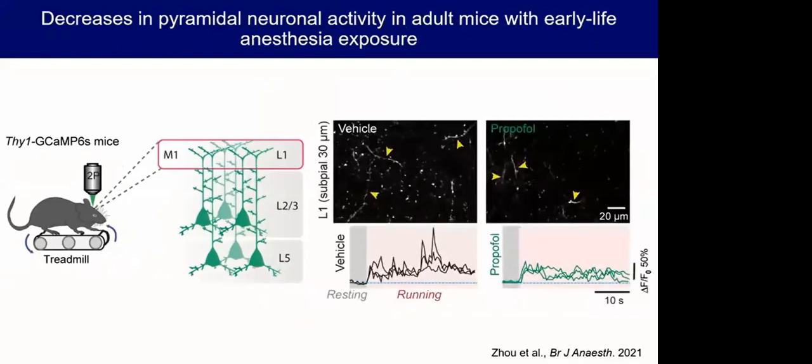Comparing mice with and without neonatal anesthesia exposure, we found the treadmill running induced pyramidal activity is much lower in anesthesia exposed mice. So this is also consistent with the reduction of motor learning performance in these mice.